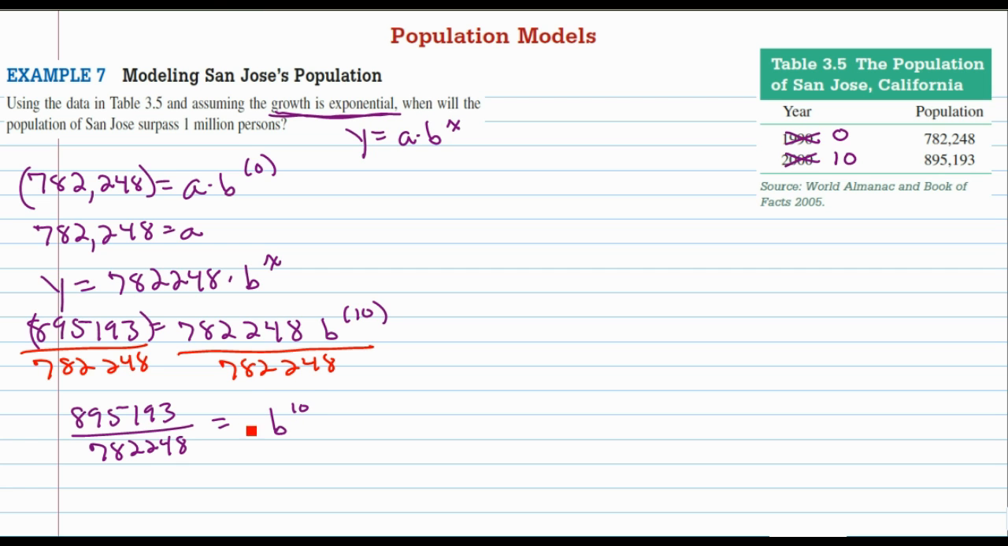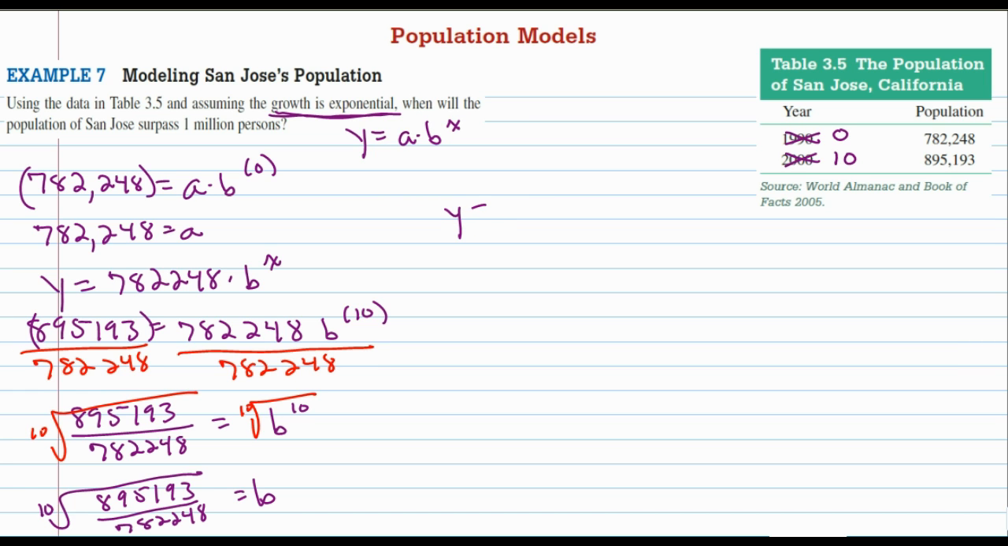And now I have to take the 10th root of both sides to be able to get b by itself. So b is the 10th root of 895,193 over 782,248. So 895,193 over 782,248.